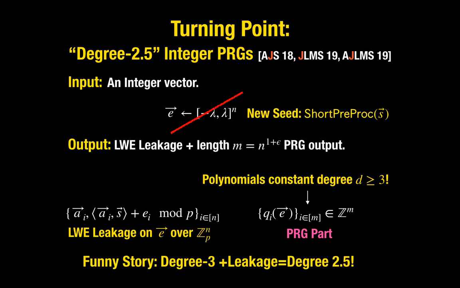Now let me come back to the story. Why is it called degree 2.5? Well, the reason is that if I did not have leakage, then I would have called it a degree 3 PRG. But then I have leakage, right? Therefore, it's not a degree 3 PRG, but it's not a degree 2 PRG either. So there's something in between. So that's why we're calling it a degree 2.5 PRG. Somehow the community accepted it pretty nicely.